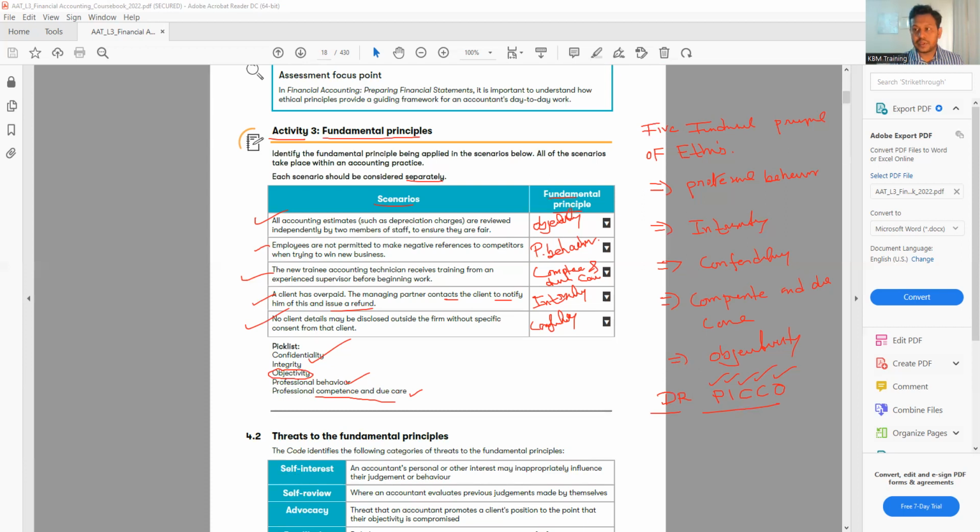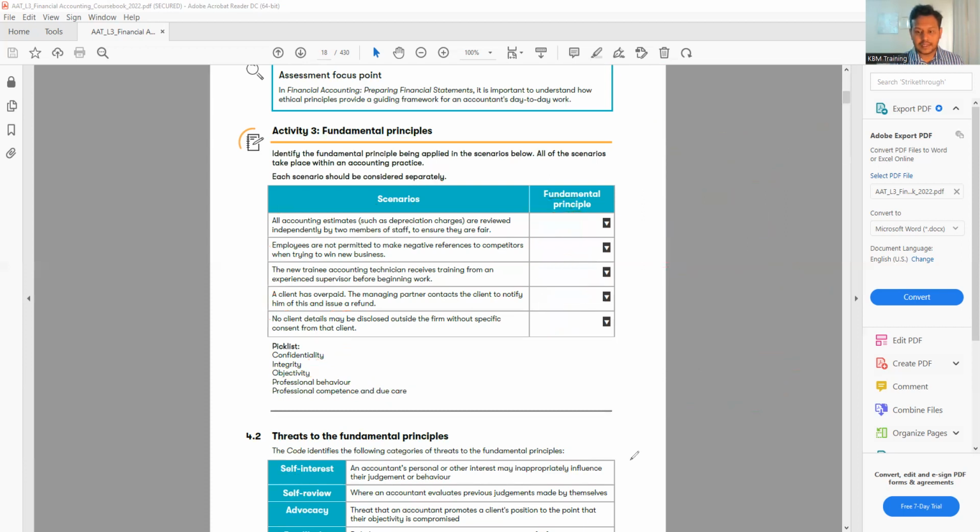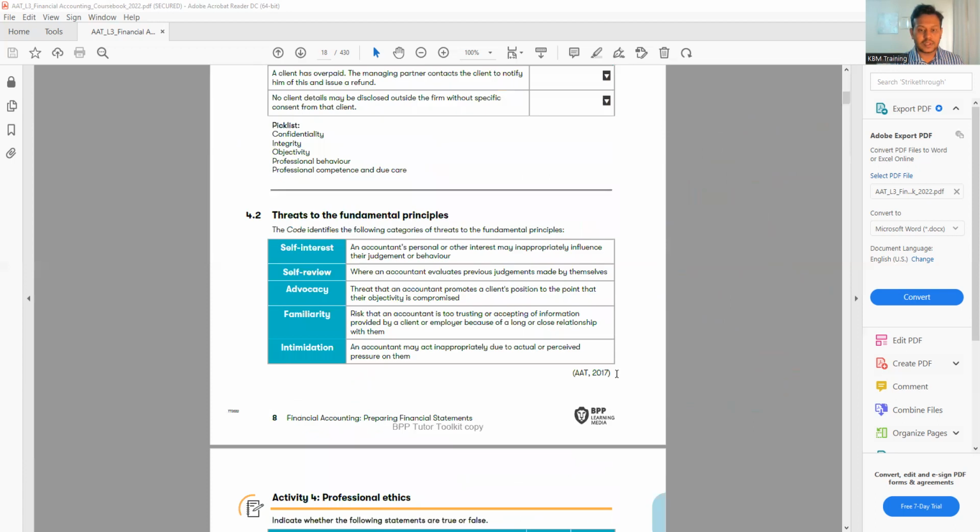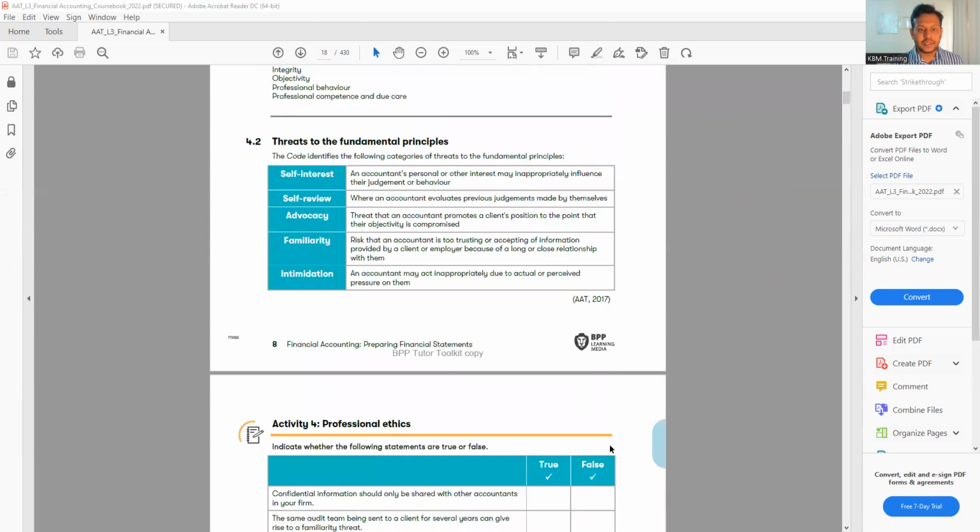The next topic we're going to talk about is the threats to the fundamental principles. Now we have five threats. Threats means there is some reason I might not be independent anymore. So I'll be biased, I'll not be free from bias, and I'll do something wrong. There are five threats involved, so let's talk about these threats.